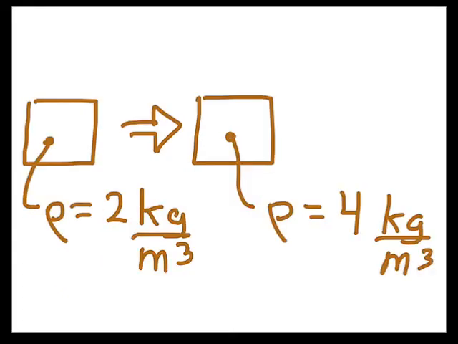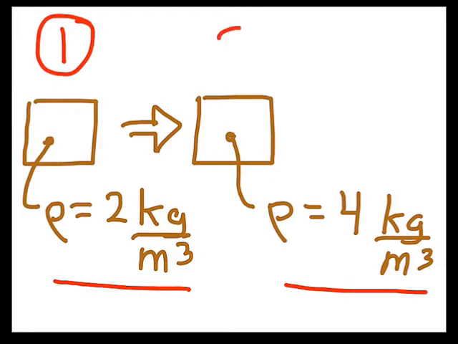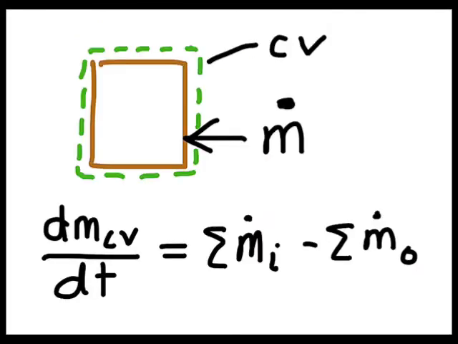Initially, the density of the gas in the tank is 2 kilograms per cubic meter, and then at the final state it goes to 4 kilograms per cubic meter. And so very important, I see a well-defined state 1 and I see a well-defined state 2. How am I going to solve this problem?